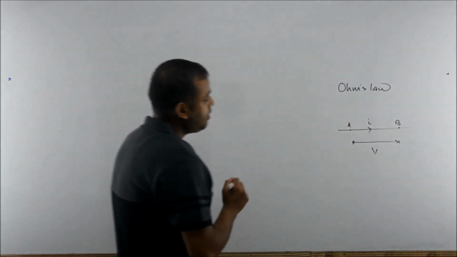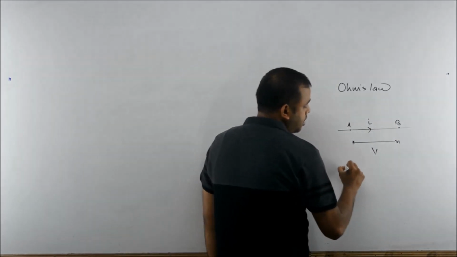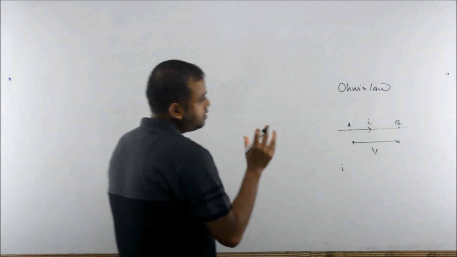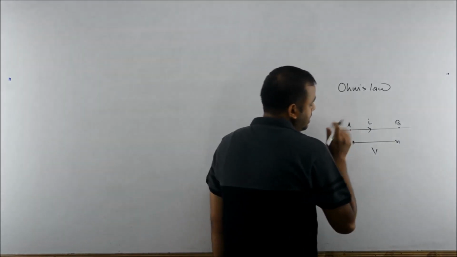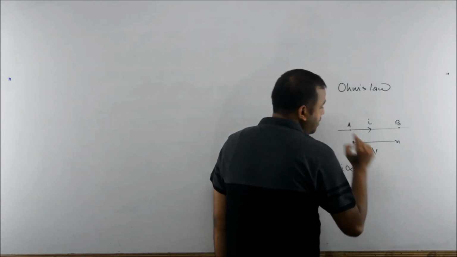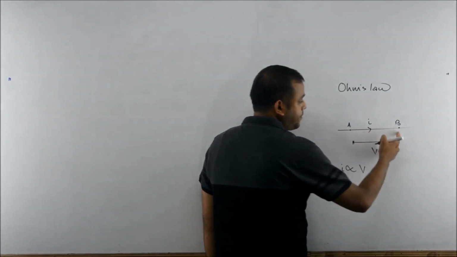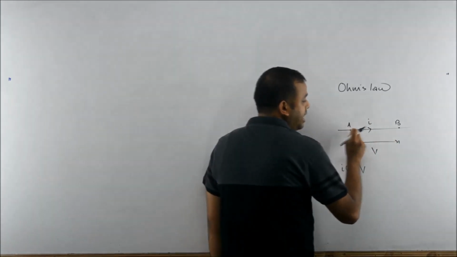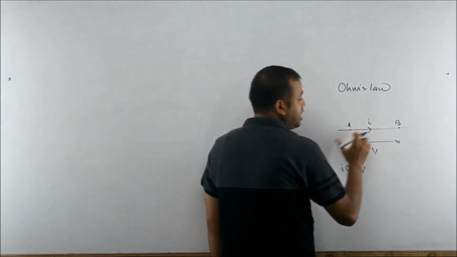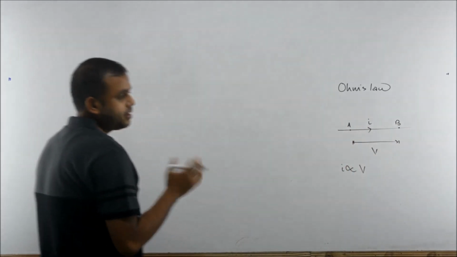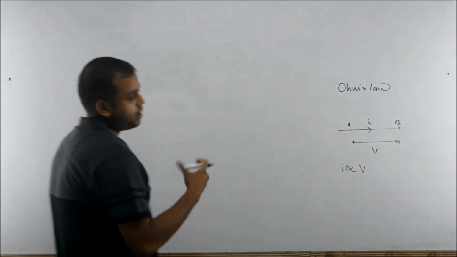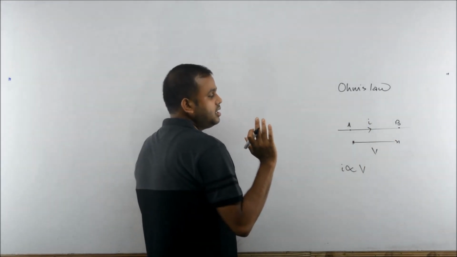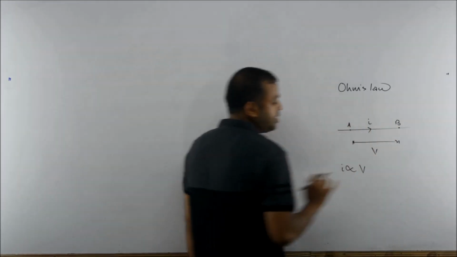Then according to Ohm's law, please concentrate, the magnitude of current flowing through a conductor is directly proportional to the potential difference across the ends. If I is the magnitude of current flowing between A and B and V is the potential difference between A and B, then I is directly proportional to V. What is V? You cannot simply say potential difference. It's the potential difference between A and B. What is I? I is the current flowing between A and B.